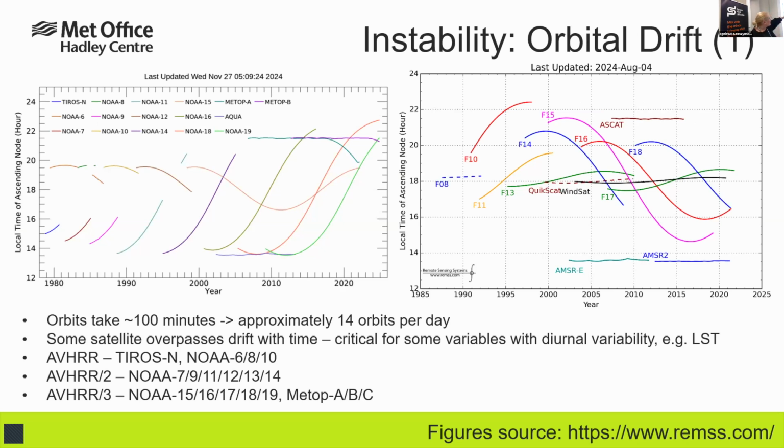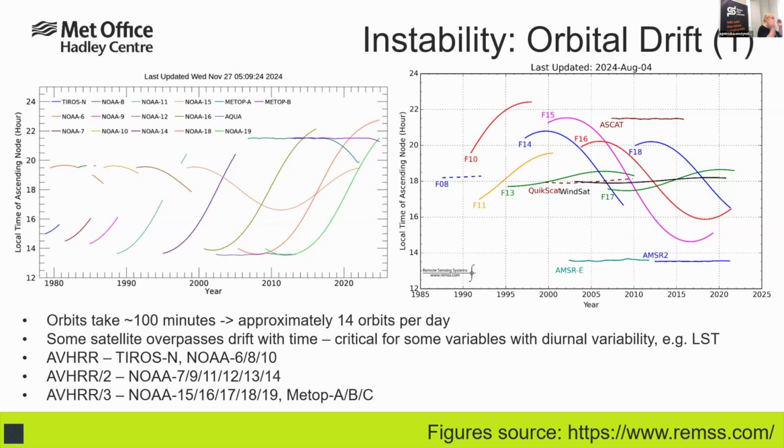On the left-hand side, you can see many of the NOAA platforms which carry AVHRRs, for example, which we use for LST. On the right-hand side, we've got platforms which carry microwave sounding sensors, which you can use for LST. You can see that most of these drift. The Aqua platform is quite stable. MetOp-A and MetOp-B are very stable, but many of the others drift by many hours over their lifetime.